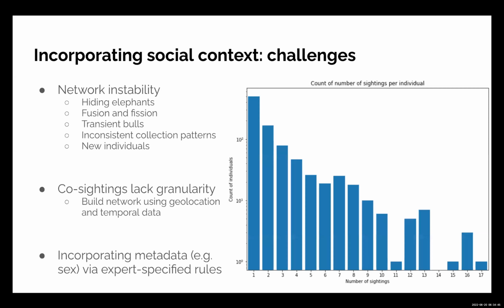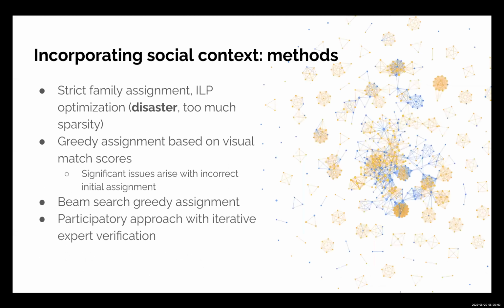And so what we've been doing is building this social graph, trying to incorporate spatial and temporal context. So each node in the graph actually has metadata around the space and time that it was collected. And we try to incorporate metadata using expert-mediated rules. There are a few methods we've tried here. We first tried strict family assignment and then used an ILP-defined optimization system to maximize over that. What we found was a disaster. There was way too much sparsity. We really didn't have nearly enough information to build these strict 'this is a family group and this is who belongs to it' assignments.